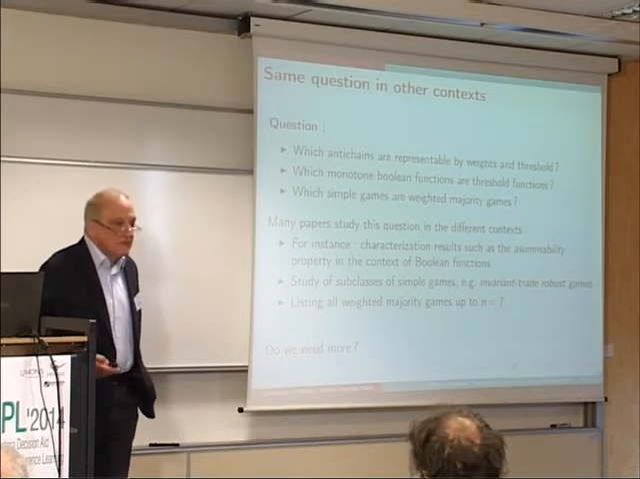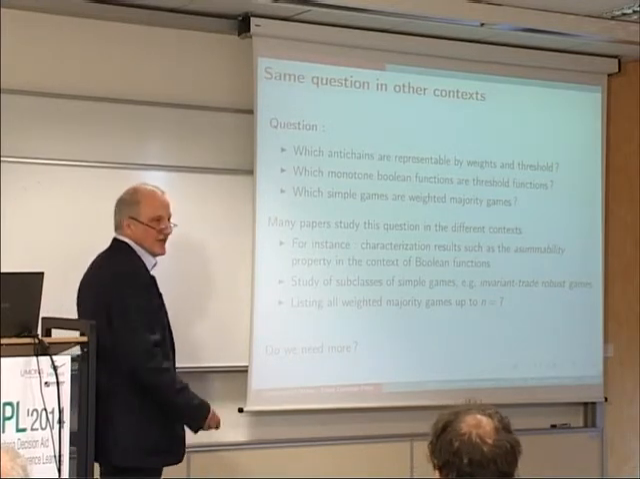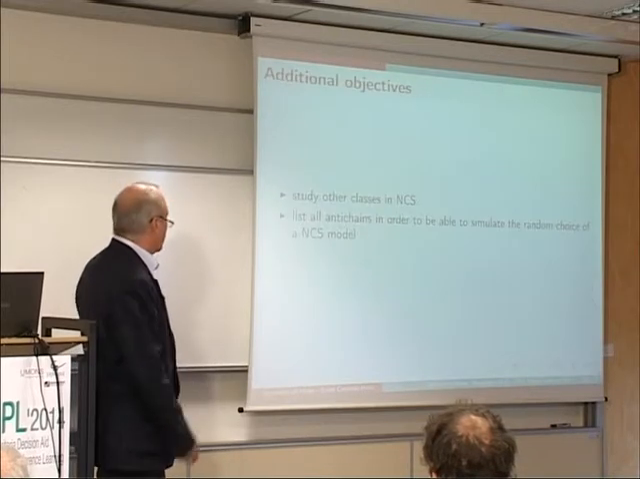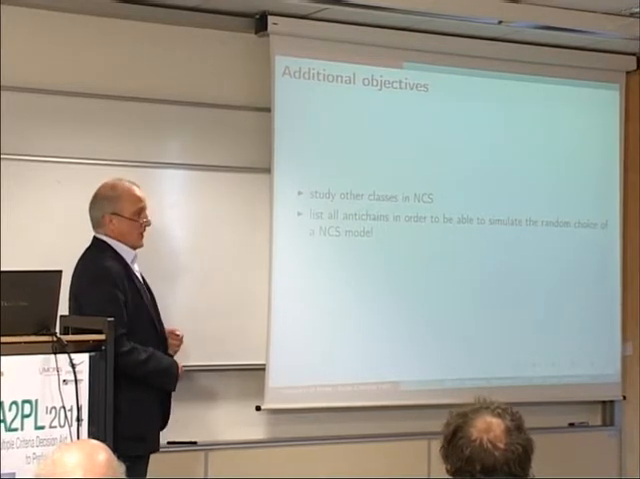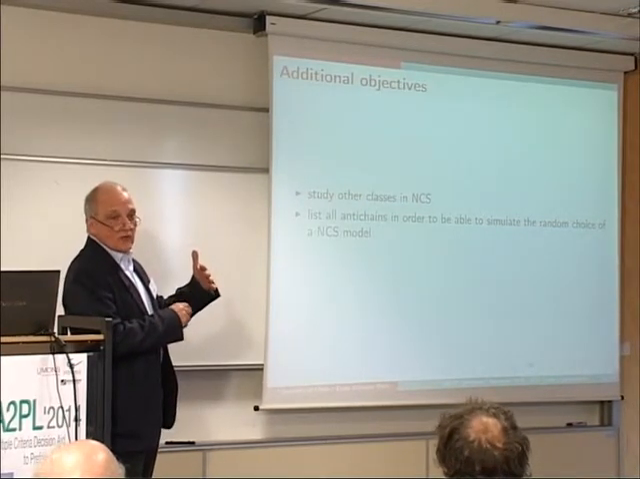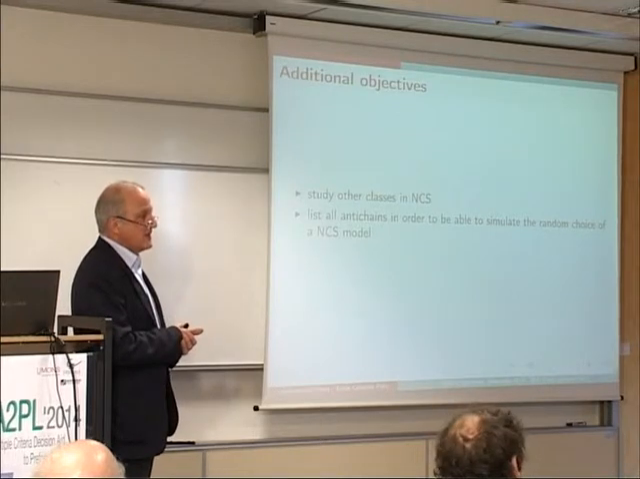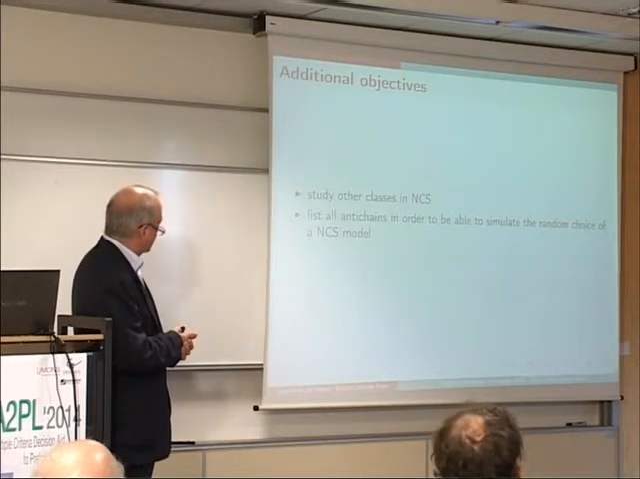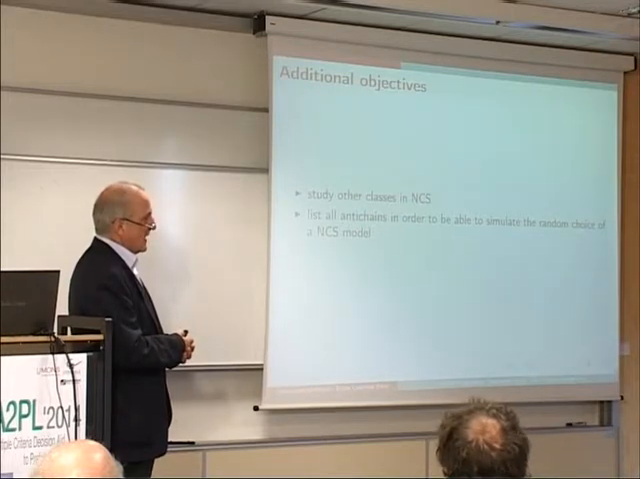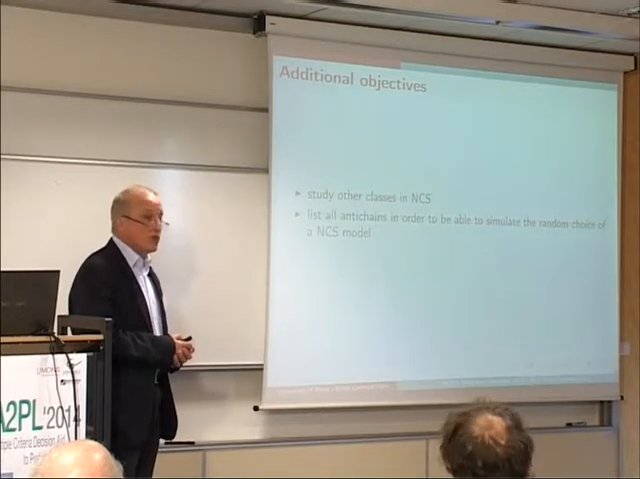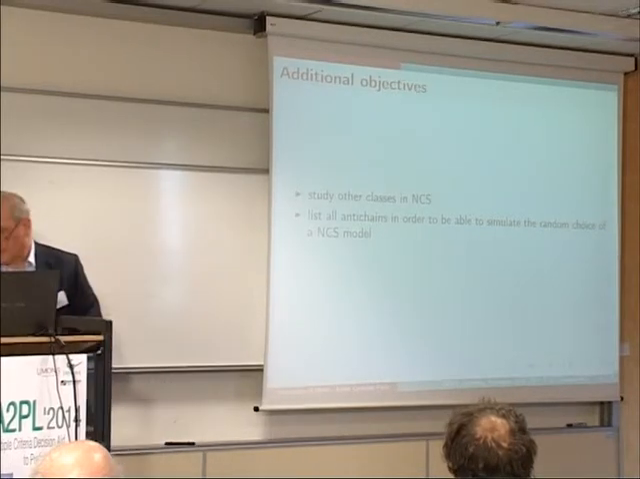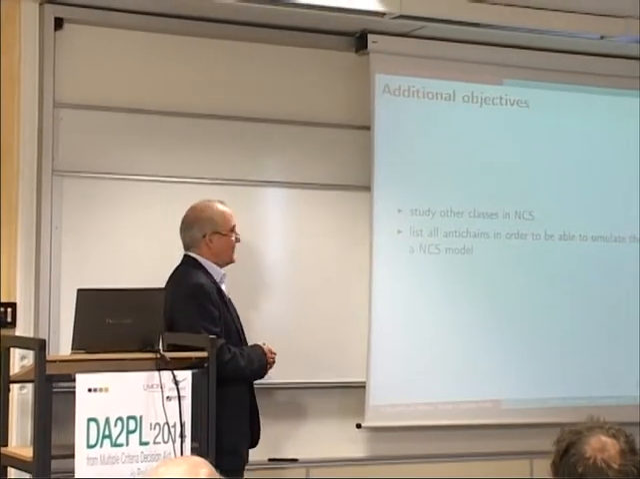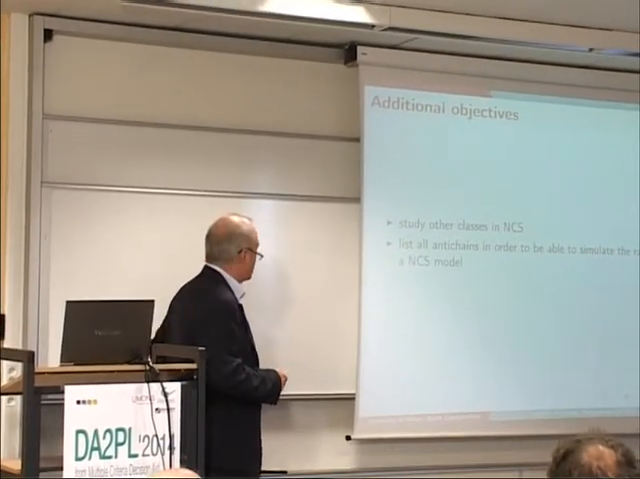So in fact, I should not say one word more, except that we want to study particular classes of rules that are in between MR-sort and the general NCS class. And also, we want to have a list of all the anti-chains in order to be able to simulate random sampling, let's say, of NCS models. I will just give an explanation of this.